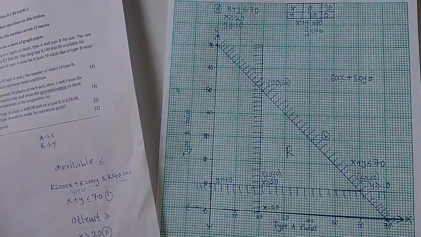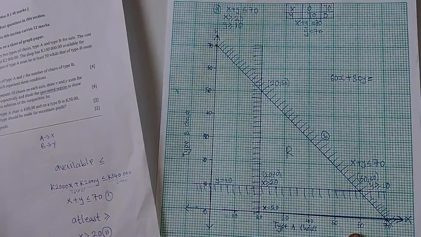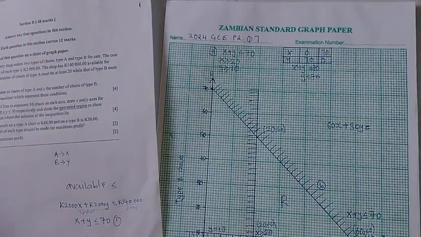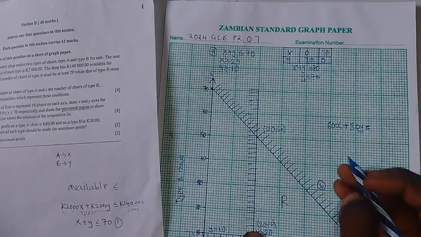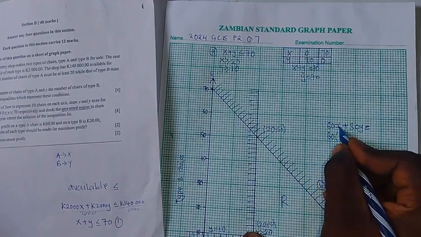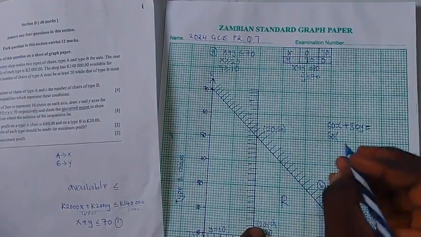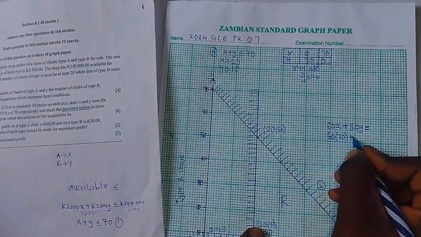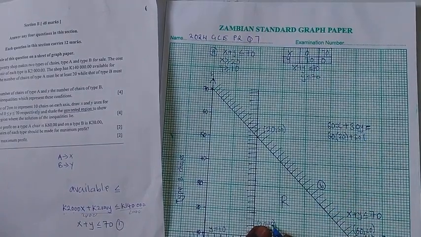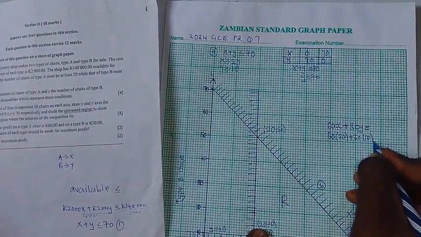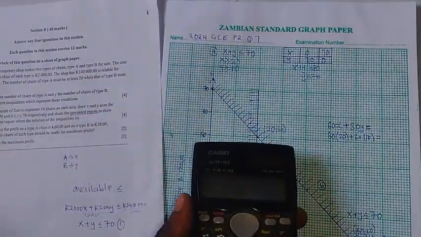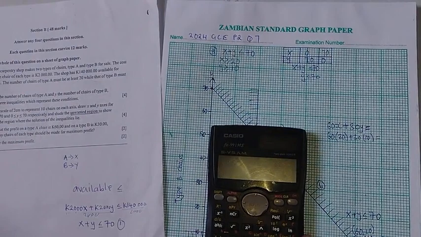So we can use these coordinates to see the maximum profit that we are going to get. So this is what we are going to do. The first one, we have 20, comma 10. So we can use it. We can say 60, where there is x, we put 20, plus 30, where there is y, you put a 10, so that we see what you are going to get. There's no need for you to panic. Just punch on your calculator.